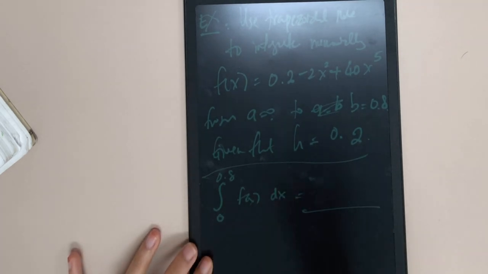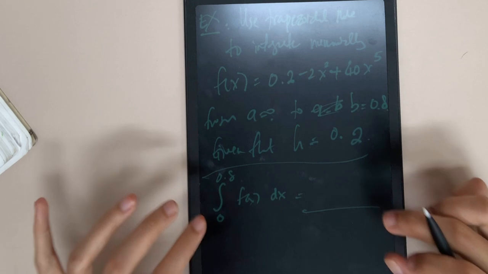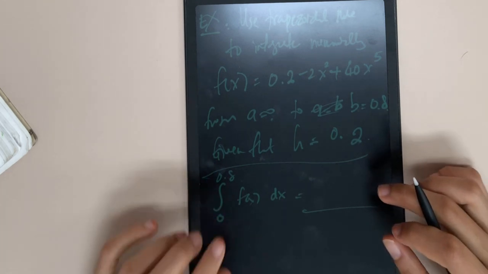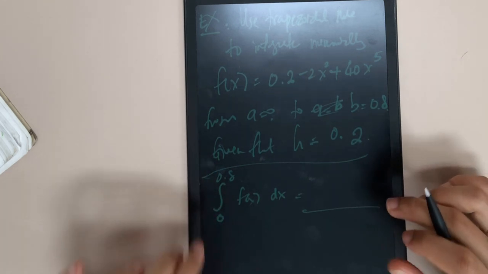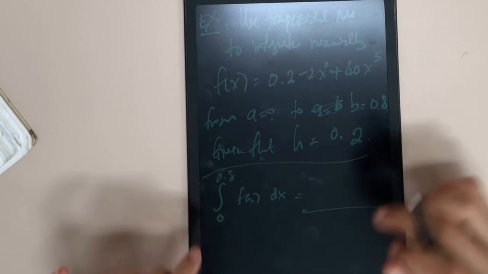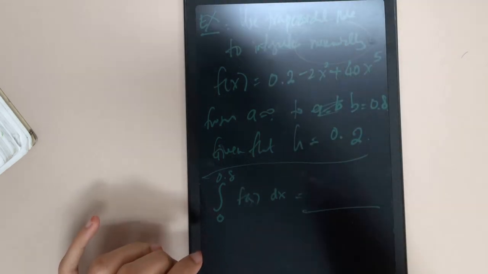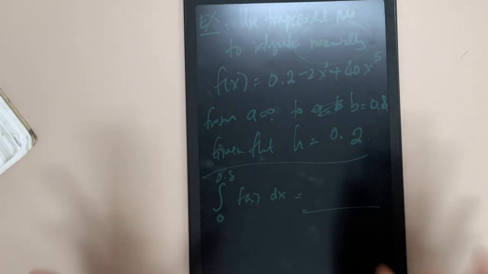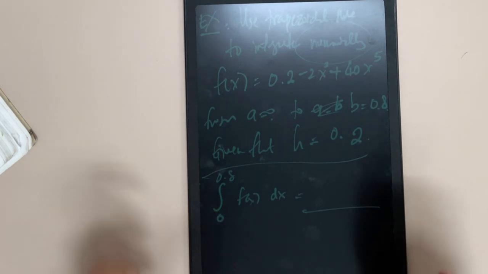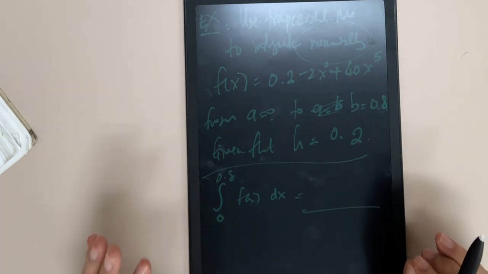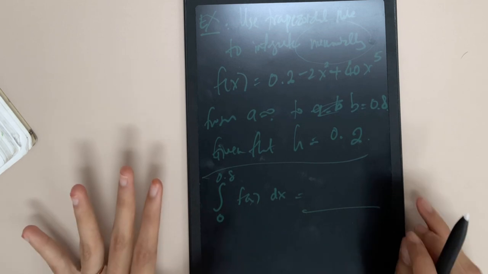So please don't do like this. This is the correct one, but this is the analytical approach. The question asks you to do the numerical approach. So please don't get confused. Please get it clear, okay? The difference between analytical and numerical.